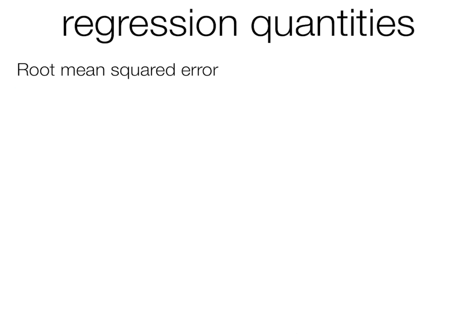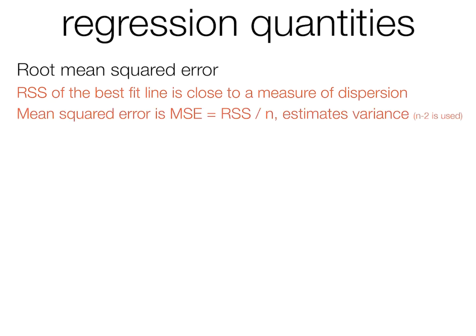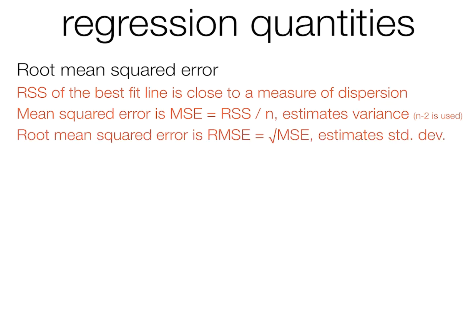There are many regression quantities that we're going to want to know about. The first is the root mean squared error, or the RMSE. The residual sum of squares of the best fit line is close to a measure of dispersion, right? It's a sum of squared errors. If we divide that by n, we get something called the mean squared error, and that's a kind of estimate of the variance. The root mean squared error is the square root of the mean squared error. It's an estimate of the standard deviation, and it's going to be in the same units as the response y. It measures the lack of fit of the line. So a larger RMSE, a larger root mean squared error, means the line doesn't fit as well, or that our ability to predict y given a particular x is not as good because there's a large amount of noise associated with it.